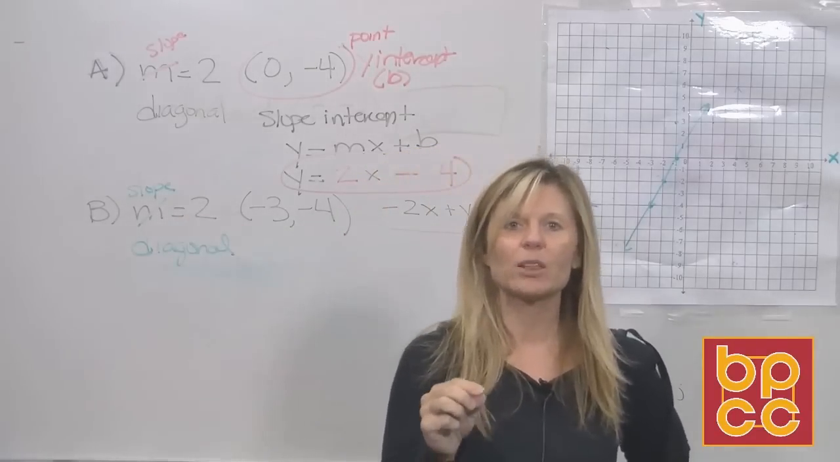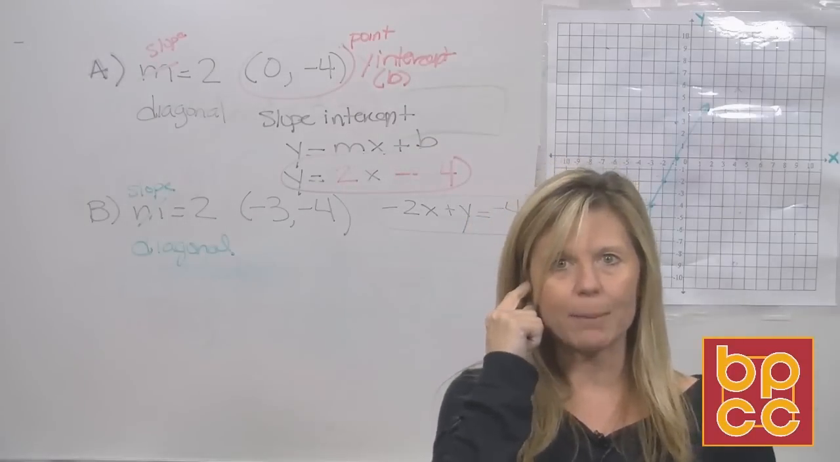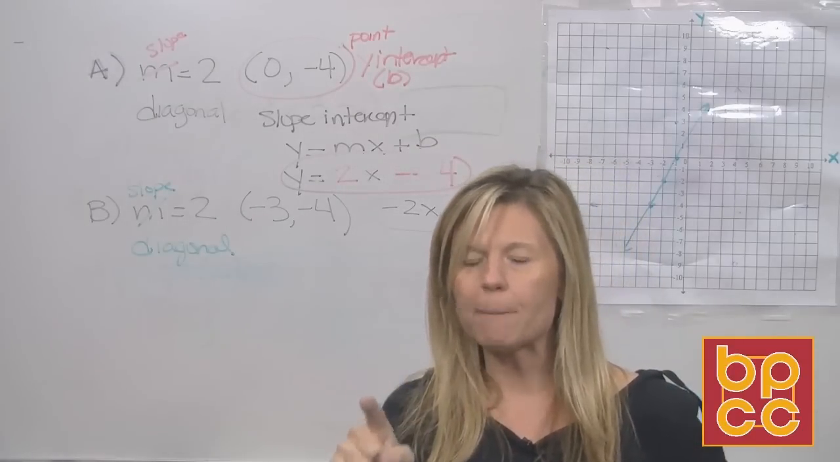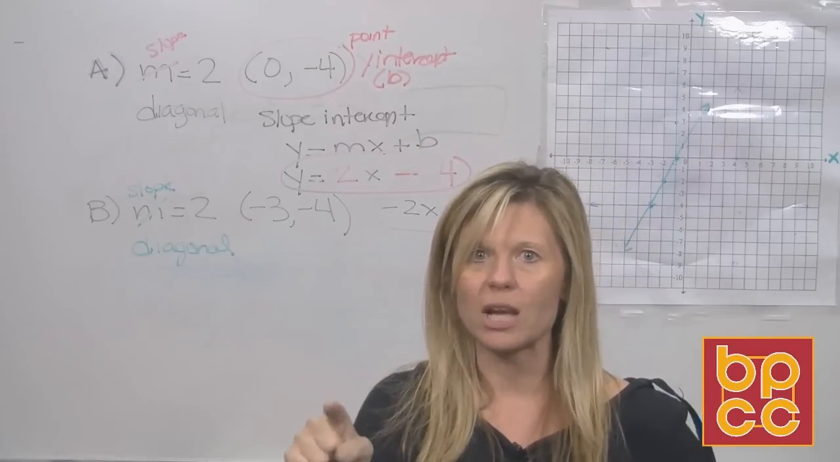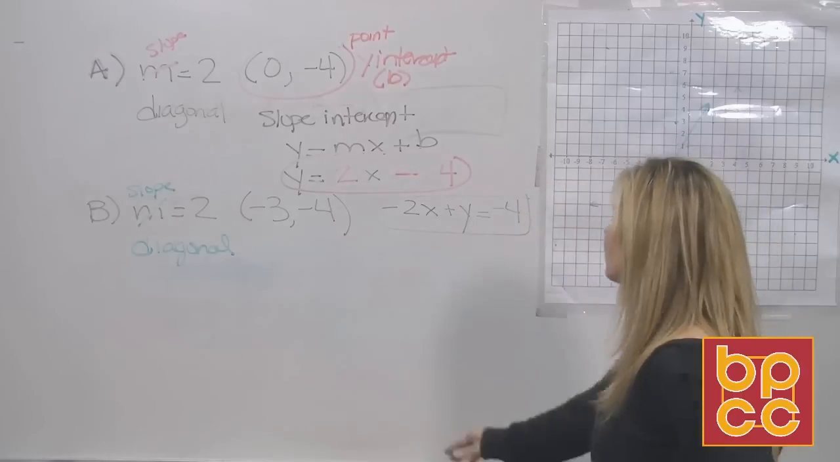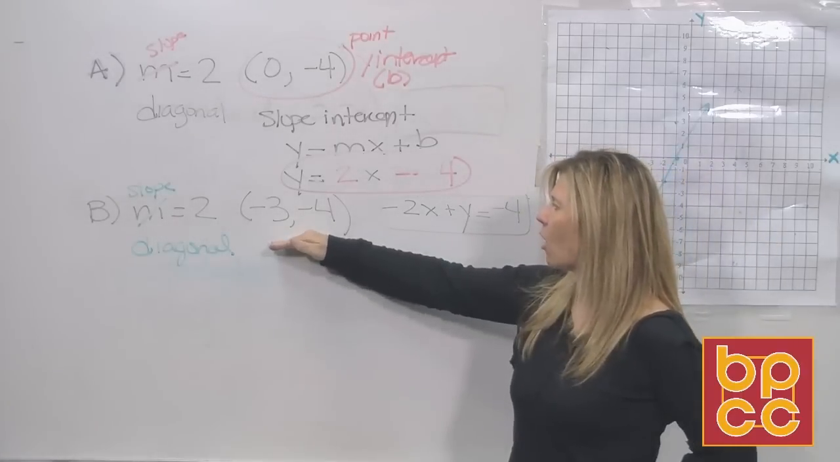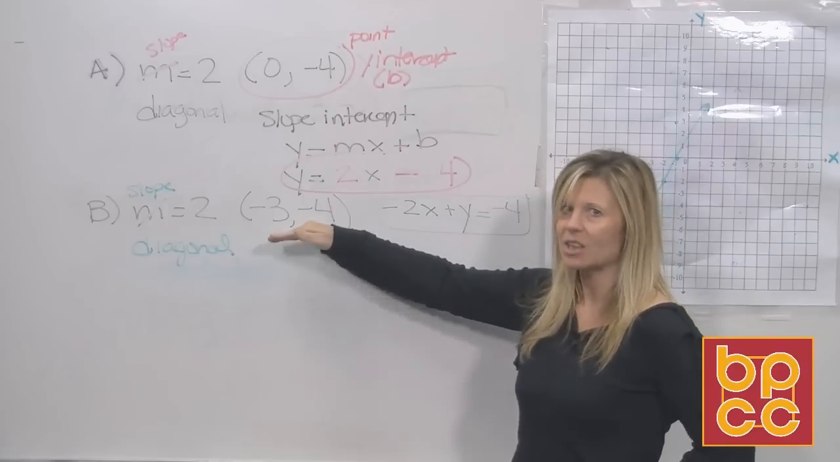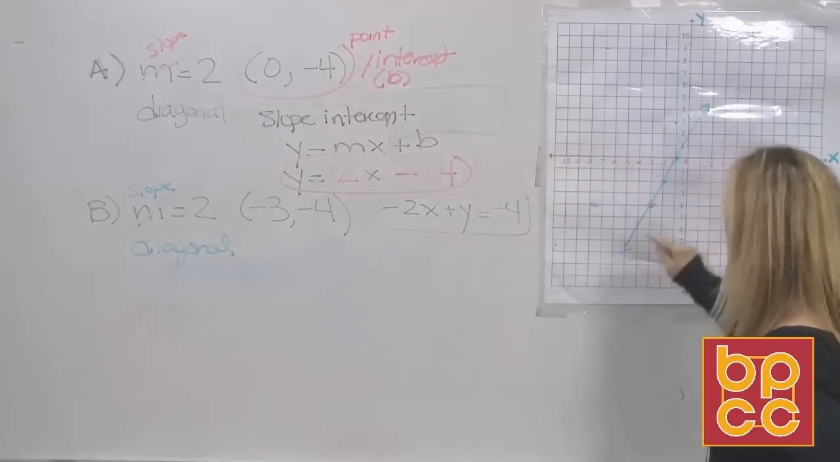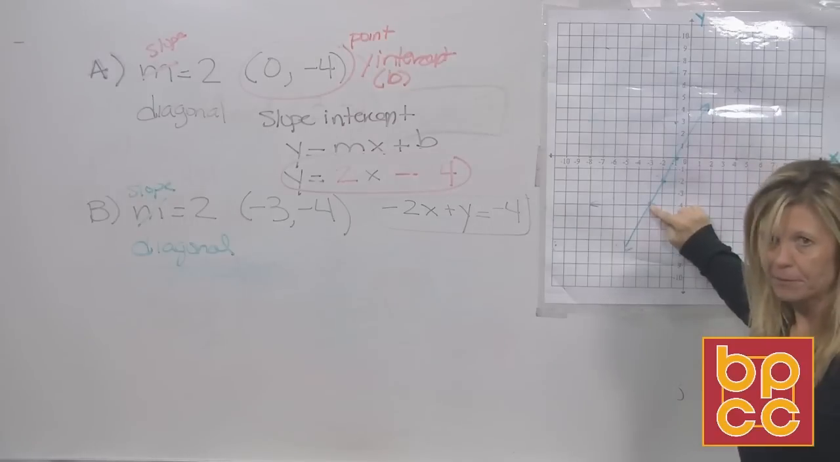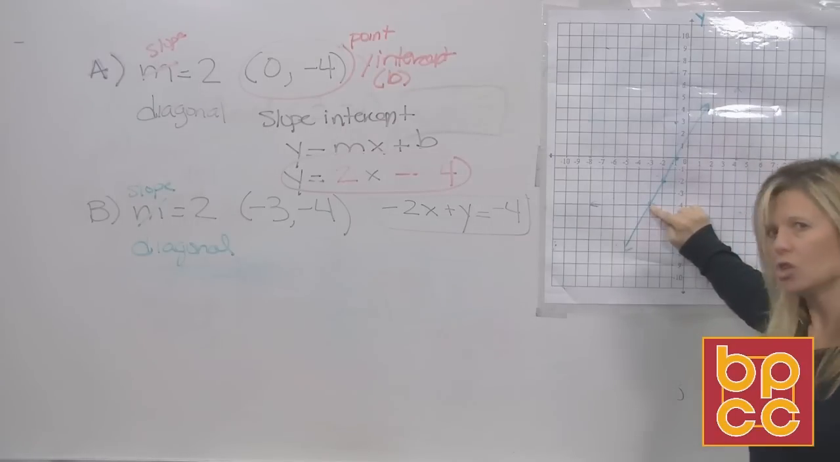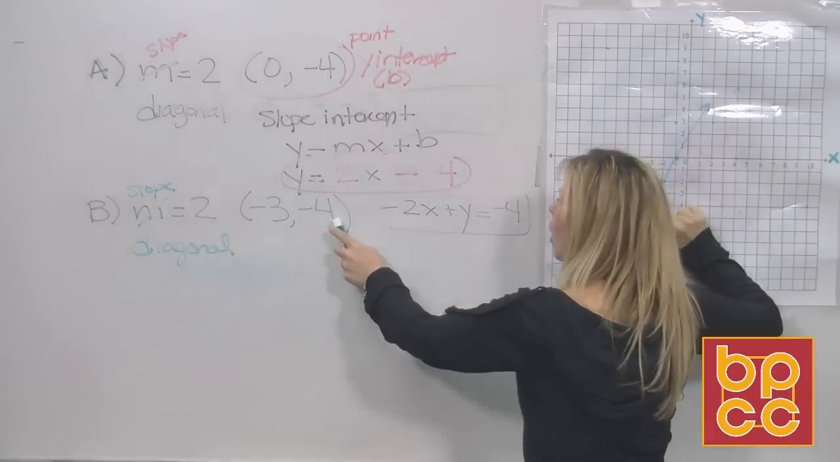What the difference between those two equations are is listen to the vocabulary. Slope-intercept means you need to know the y-intercept. Everybody look closely. Was this point on the y-axis? Is it the y-intercept? This point's right there. Are you touching the y-axis? No. This is not a y-intercept.